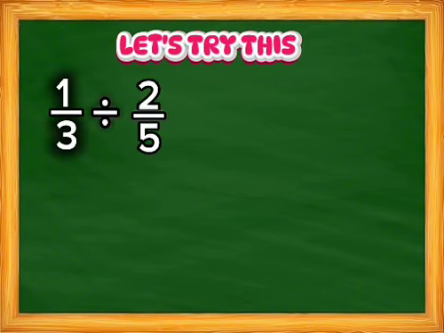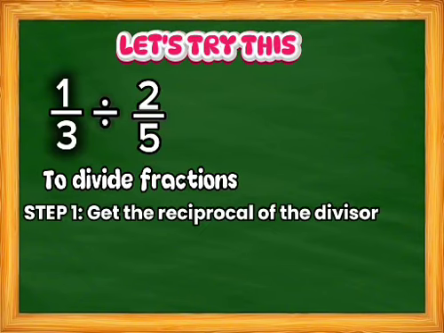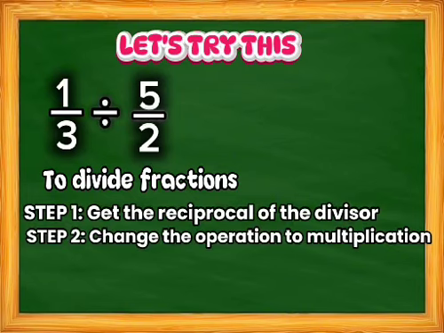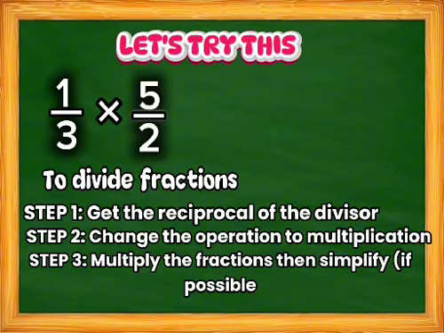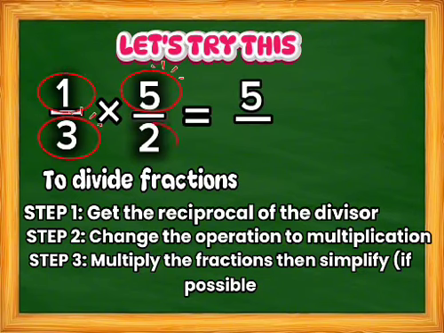Now, let us go back to our problem. Let's get the reciprocal of the divisor 2/5. There you go. The next step is you need to change the operation to multiplication. And it's time to multiply the numerators and the denominators. 1 times 5 is 5. 3 times 2 is 6. Since our answer is already in the lowest term, this is now our final answer.